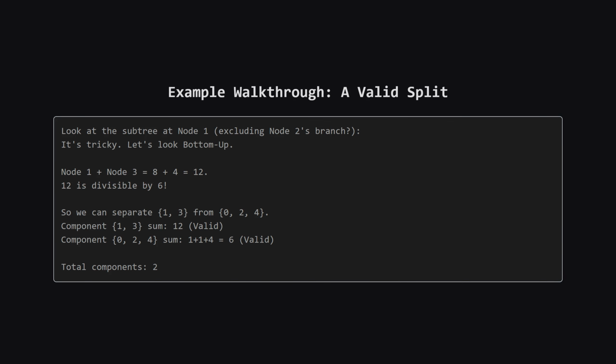What if we group things differently? If we group node 1 and node 3 together, their sum is 12. 12 is a multiple of 6, so that's a valid component. If we cut that off, the remaining nodes 0, 2 and 4 have a sum of 6. That's also a multiple of 6, so we successfully split the tree into 2 valid components. This turns out to be the maximum number of components we can make.